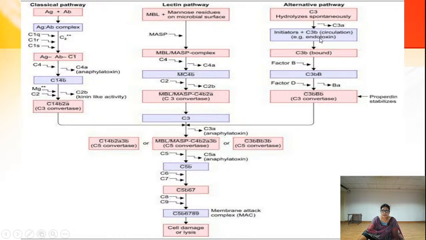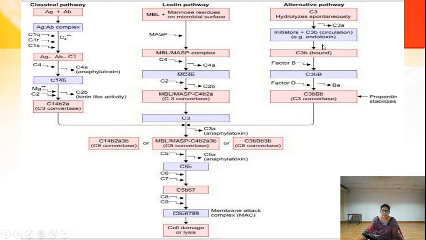C3 is activated to get C3b, and C3a is released. C3b is bound with the initiator, so it is called C3b bound. So which is attaching the antigens? It is the C3b, which is present in the circulation, which is attached with the initiators.